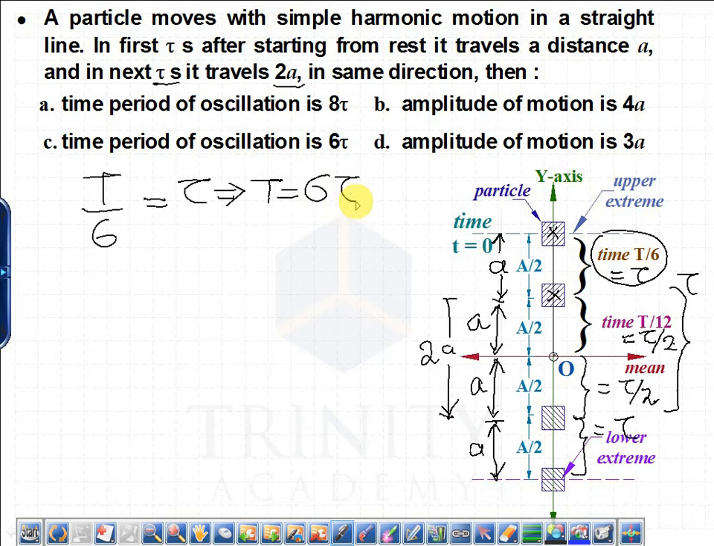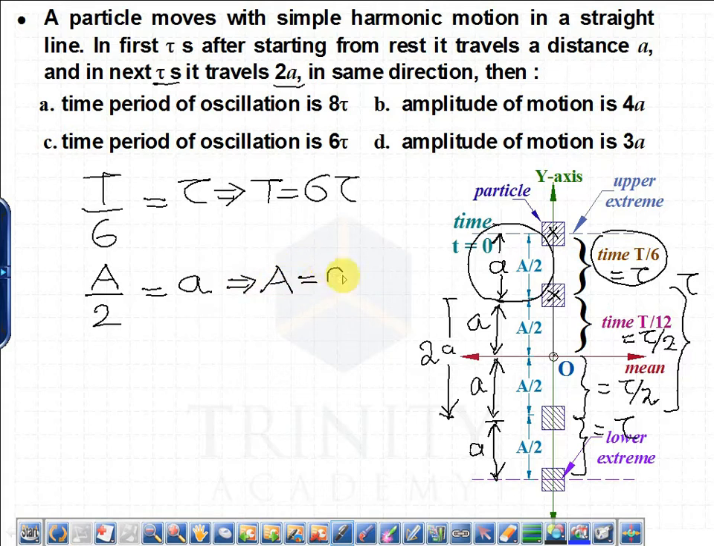Second important thing that we can say from this situation is that a by 2, that is half of amplitude, is equal to a. That gives amplitude of oscillation equal to twice a. Now if we see the options, then amplitude options 4a and 3a are ruled out. Periodic time option 8 tau is again ruled out. So the correct option in this case is option C.